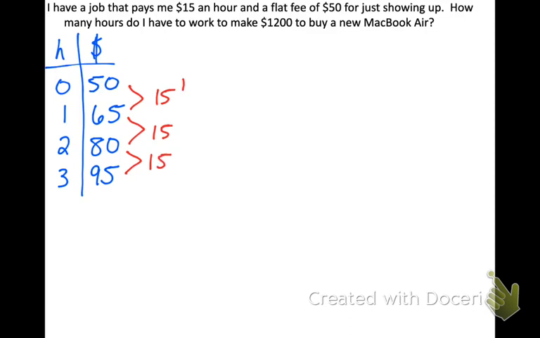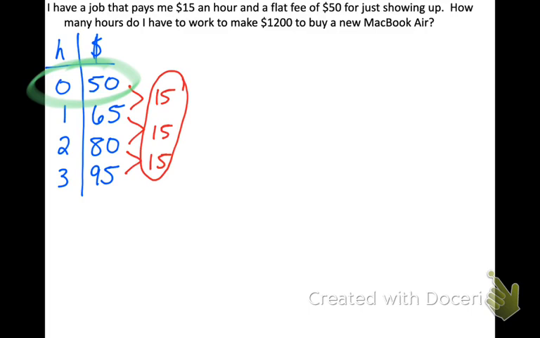So this right here is my hourly rate. That kind of makes sense. For each additional hour, I'm making $15 more. And then what I have here is whatever number goes with the 0, so 0 hours, it's kind of my starting point.